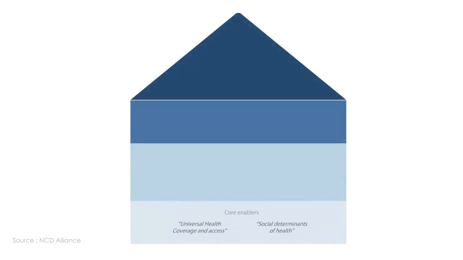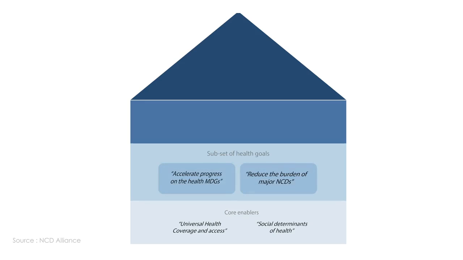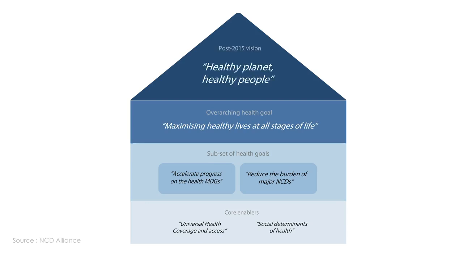So what we are really looking at now is a situation where universal health coverage and the social determinants of health together provide the unified foundation for achieving both an accelerated progress on the health MDGs, which continue to be reflected in the SDGs, as well as reduce the burden of major NCDs and mental health disorders, which now feature prominently among the health targets of the SDG. So the idea here is to maximize healthy lives at all stages of life and achieve a healthy planet in which healthy people can reside, which is the spirit embodying all of the SDGs.